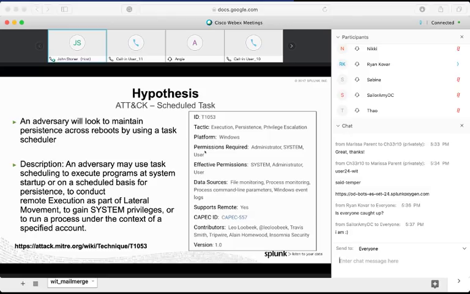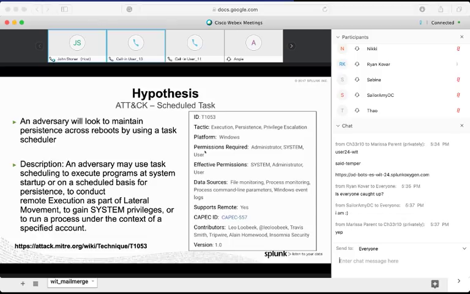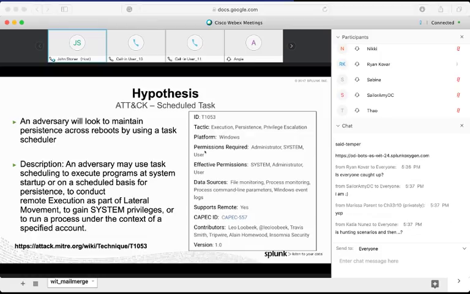All right. So, as I mentioned before, we're going to use ATT&CK and the MITRE ATT&CK techniques as the way to kind of start off our hunt. And you don't have to do that, but that's what we're using to get things started here. So if I look at MITRE ATT&CK, scheduled task is a specific technique. Notice on the right-hand side is some of the information that they've used to define the technique itself, but the hypothesis we're going to work under is at the top left of the screen. An adversary will look to maintain persistence across reboots by using a task scheduler.